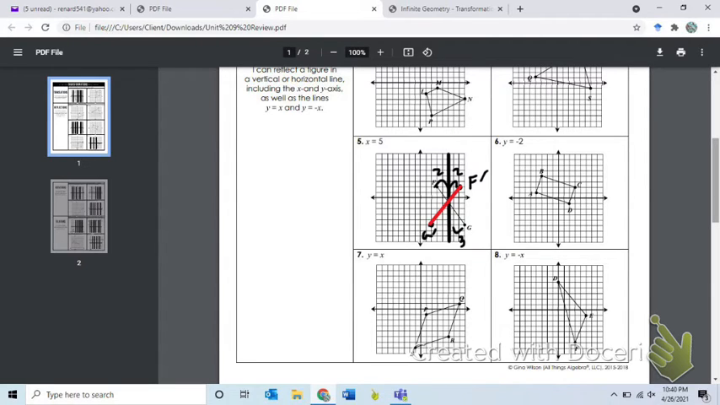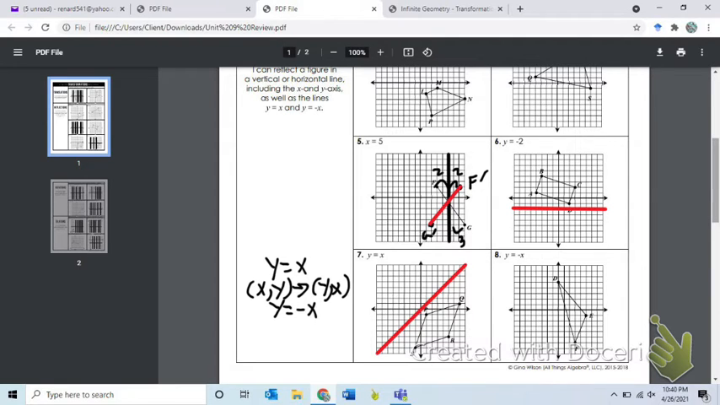For y equals -2, it would be this line right here. And so now, instead of flipping it left to right, you'd flip it up to down. Now, y equals x and y equals -x have their own rules. Y equals x, that line right there, (x, y) becomes (y, x). So we switch them.